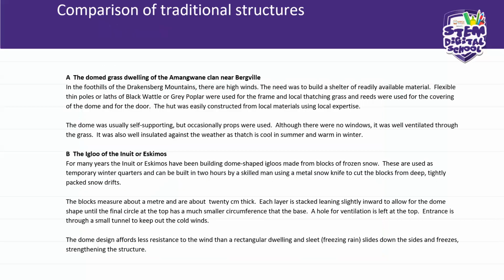Now we are going to read this and look at the comparison of traditional structures. You have the domed grass dwelling of the Amangwane clan near Bergville. Right, I'm going to read with you. Expect this in your assessment. You can be given texts from which to read.